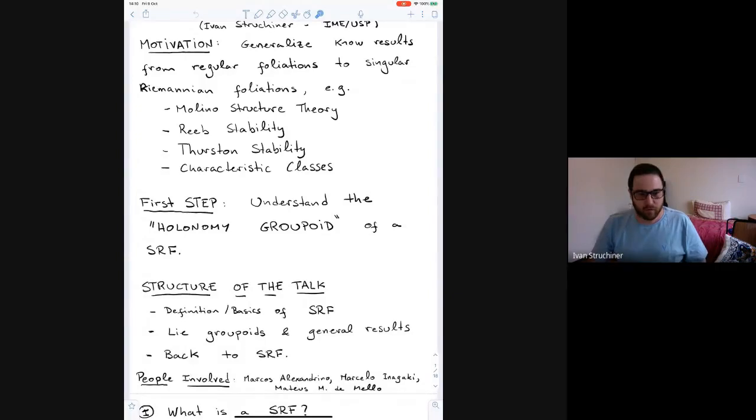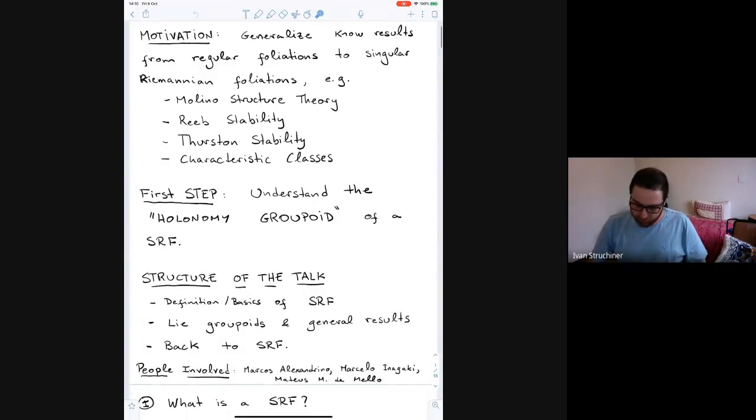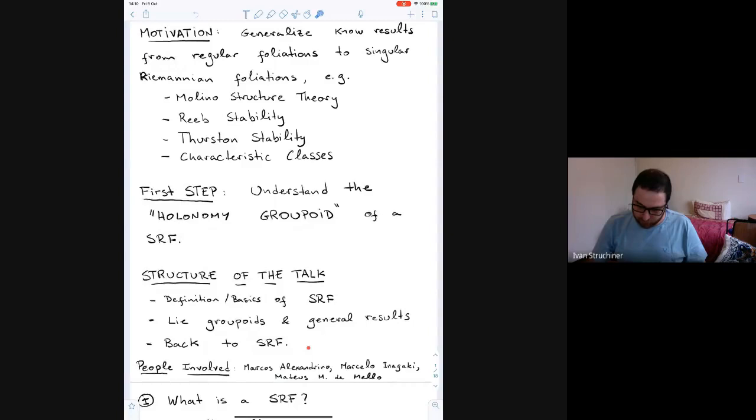I should say some people involved in this project are Marcos Alexandrino, who is the host today, and his former PhD student, because he just finished two days ago, Marcelo Inagaki. Many of the results I did together with both of them. And now Mateus Moreira de Mello, who's my postdoc, started working on the project as well. We also have some partial results already. So these are the people involved, and during the talk, I'll say what was done by which person.